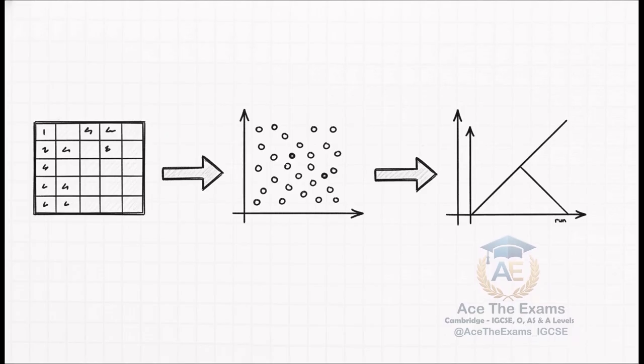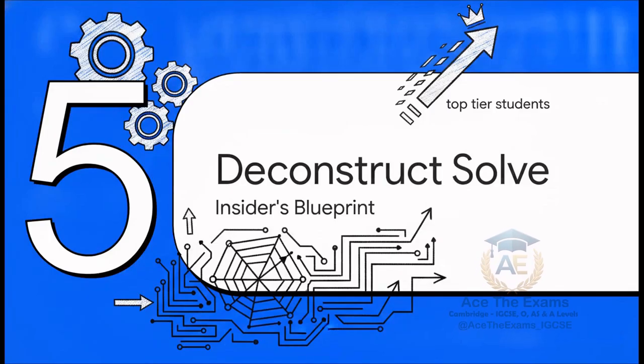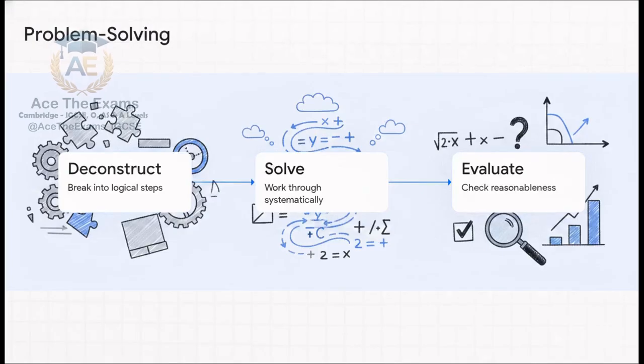Let's move to Section 5, Deconstruct, Solve, Evaluate, the insider's blueprint. To truly conquer the higher-order questions, the ones that separate the top-tier A-star students from the rest of the pack, you need a more robust framework to fall back on during those intense moments. Welcome to the interactive workshop part of our session. This blueprint requires a brilliant 3-pillar approach.